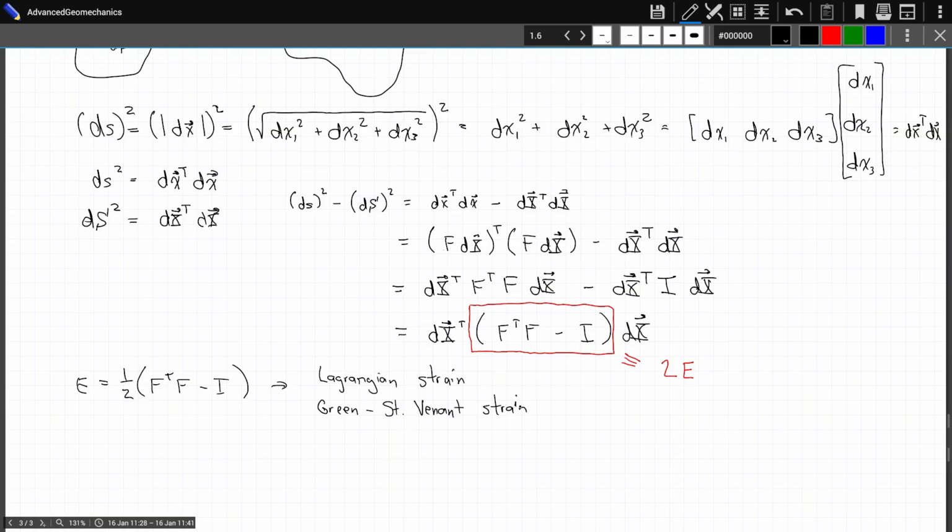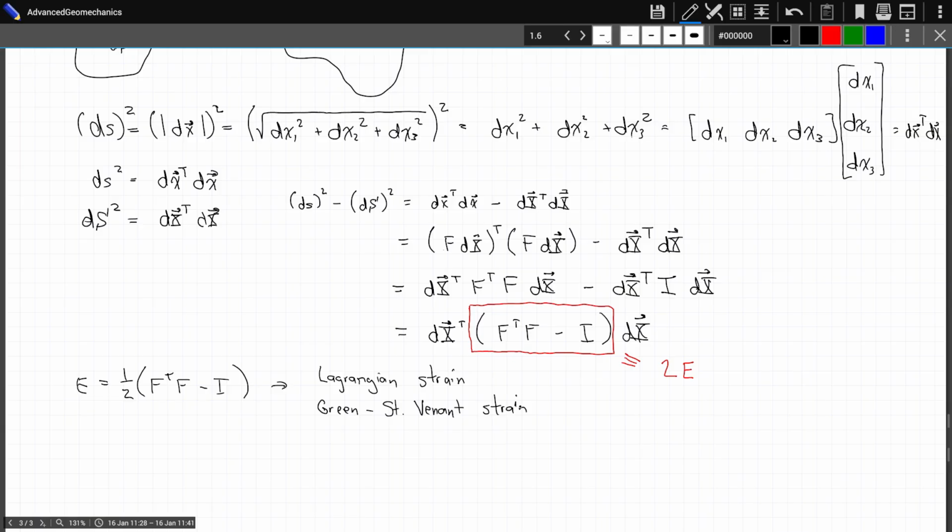I think Green defined it in 1841 and St. Venant in like 1849. Of course, information didn't travel as fast back then, so they independently did it, but they didn't know about it until much later, right? And again, we call it the Lagrangian strain.